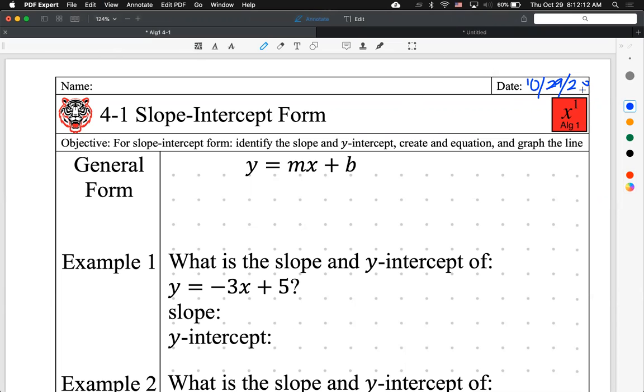Our objective today is to do what? Ripley. For slope intercept form, identify the slope and y-intercept. Create an equation and graph one.